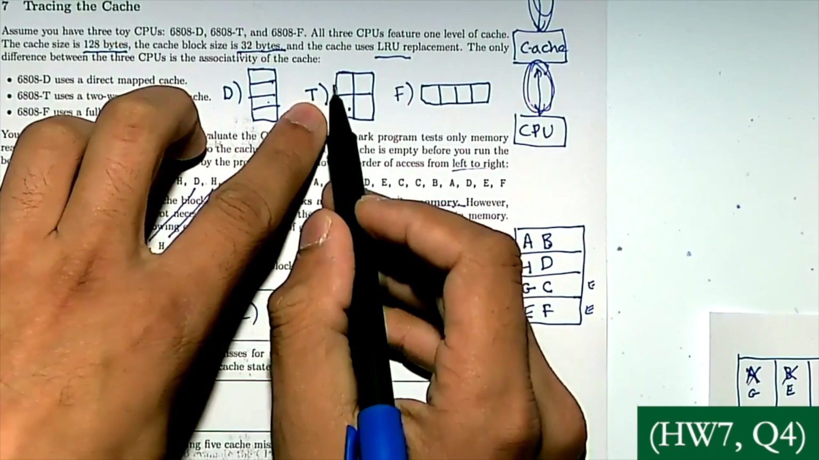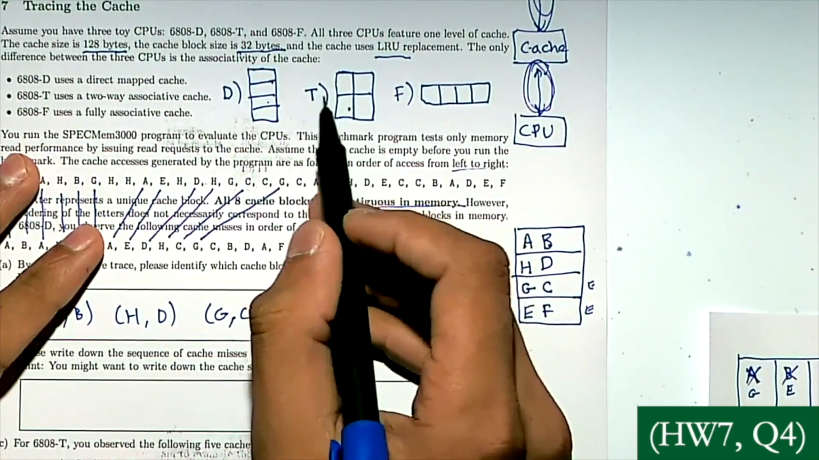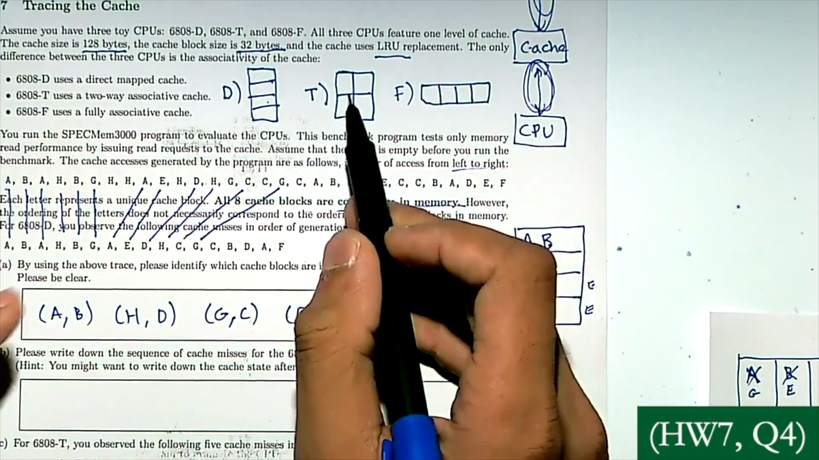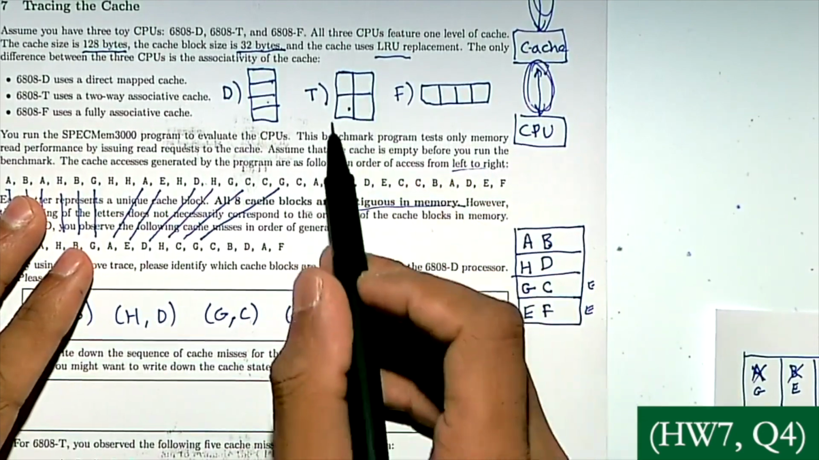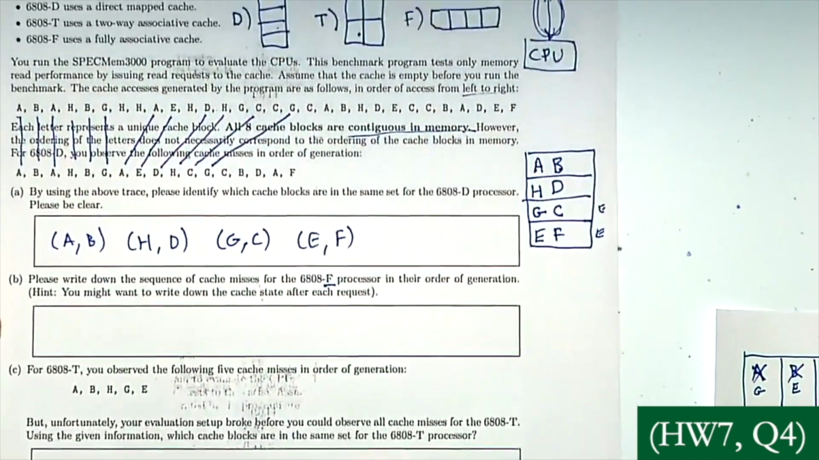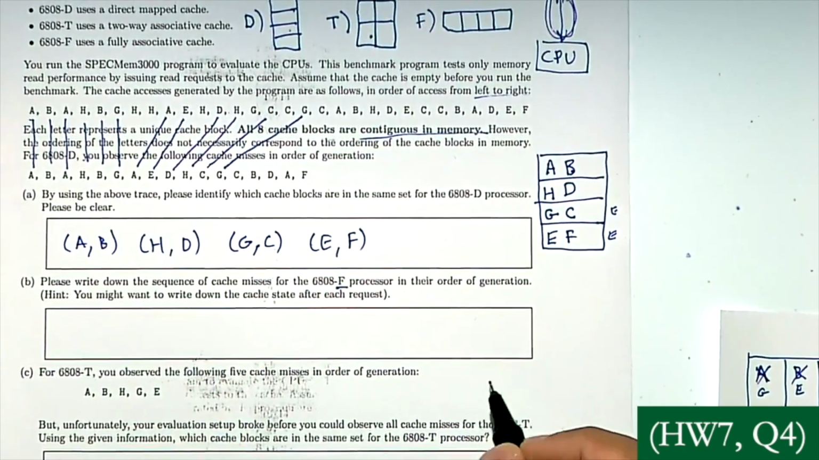And here, they'll also conflict in the same set, because by being 4 away, they're also going to be mapped to the same set with 2 sets here. So A and B will belong to the same set. H and D will be the same set, G, C, and E, F. So the same pattern is here. We can use that information in combination with these 5 cache misses that were given to figure out which ones map to the same set.